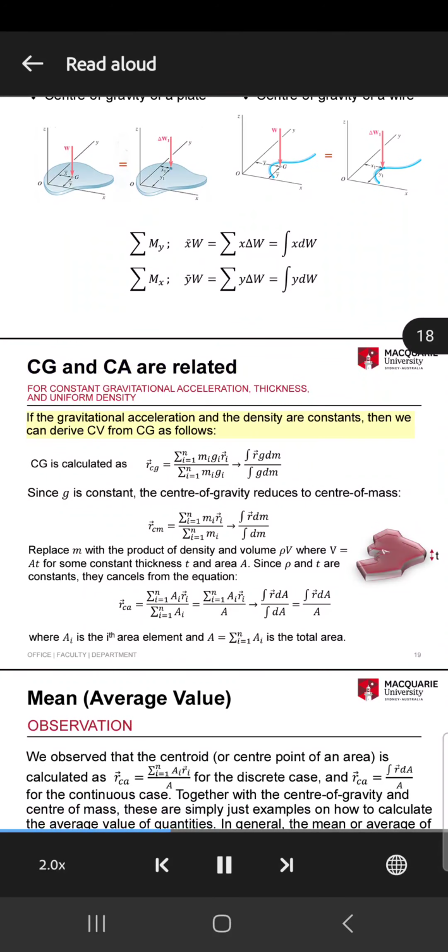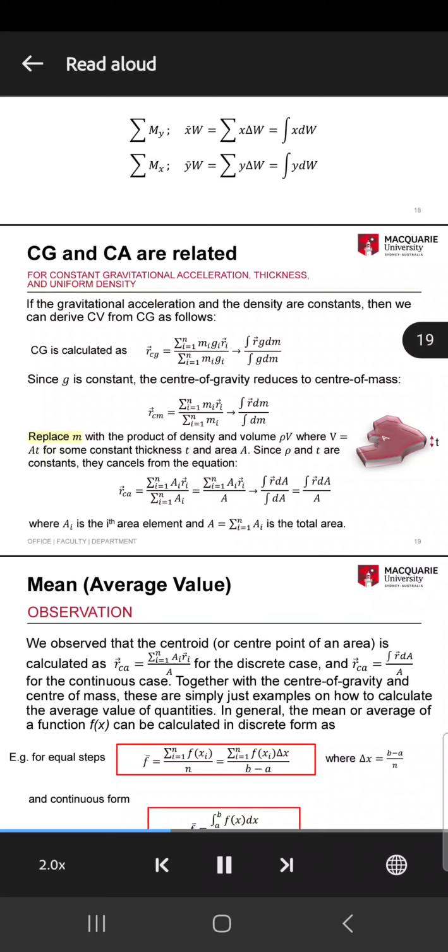If the gravitational acceleration and the density are constants, then we can derive the centroid from CG as follows. Replace the weights with the product of density and volume, rho V, where V equals the thickness t times the area A, for some constant thickness. Since rho and t are constants, they cancel from the equation.